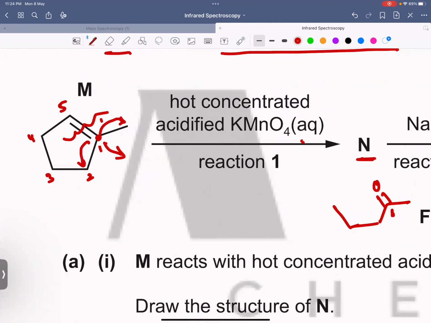This is carbon number 2. This is carbon number 3. This is carbon number 4. And here I have carbon number 5. And carbon number 5 is actually bonded to one carbon only. Yeah, very good. So it is going to turn into a carboxylic acid. So this is the structure of N. Is this clear? Yes. Okay.